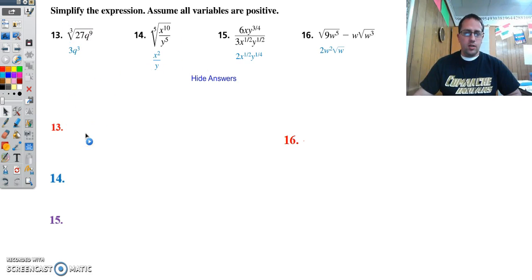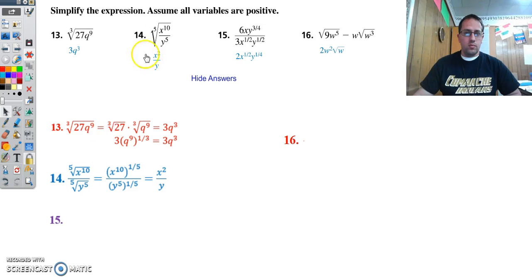Number 13. All right, so we're going to cube root the 27. We're going to cube root the q to the 9th. All right, cube root of 27 is 3. Cube root of q to the 9th, well, you can either divide the power by the exponent, which comes out nice like this, or you can change it both to exponential form, so 9 times 1/3 is 3 there. All right, so number 14.